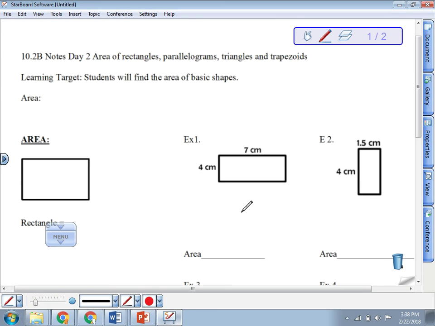Welcome to the notes on areas of rectangles, parallelograms, triangles, and trapezoids. Obviously, I want you guys to be able to find the area of all these basic shapes. What is area? It's the amount of space inside the object. Perimeter is outside, the area is the amount of space inside. So that's what area is.